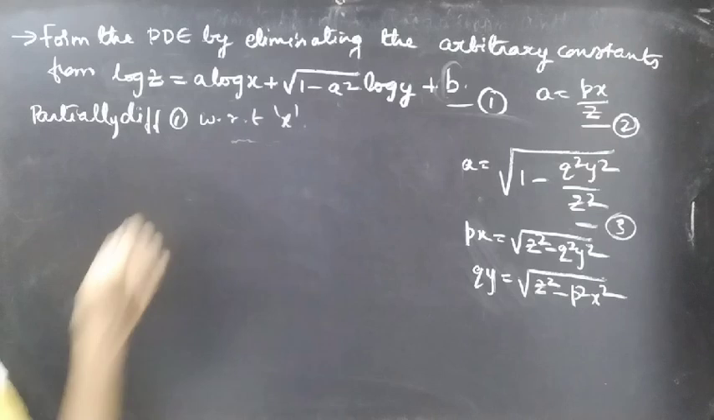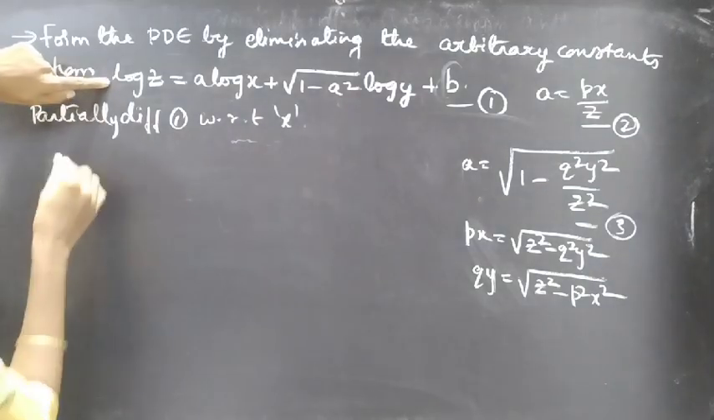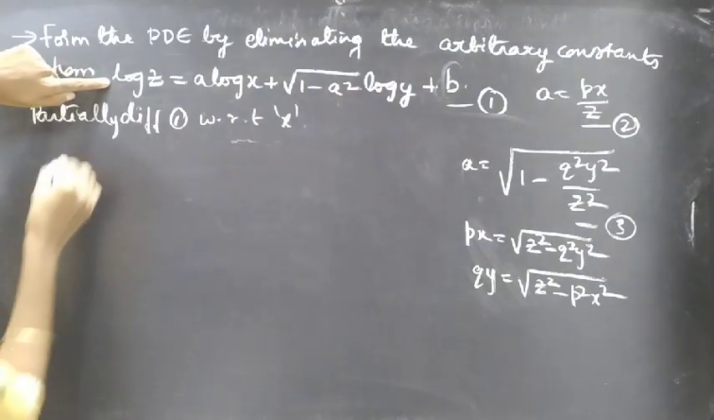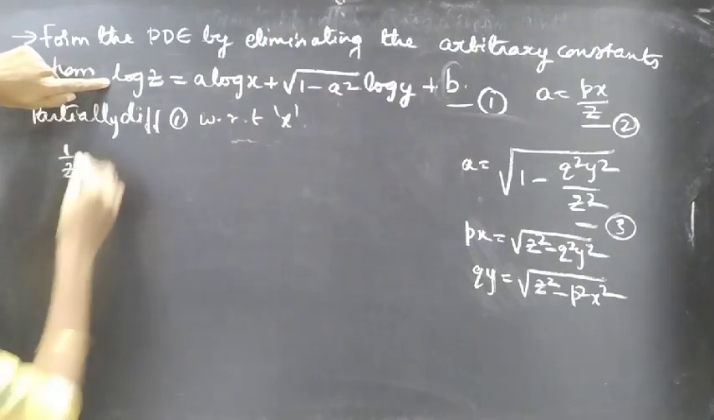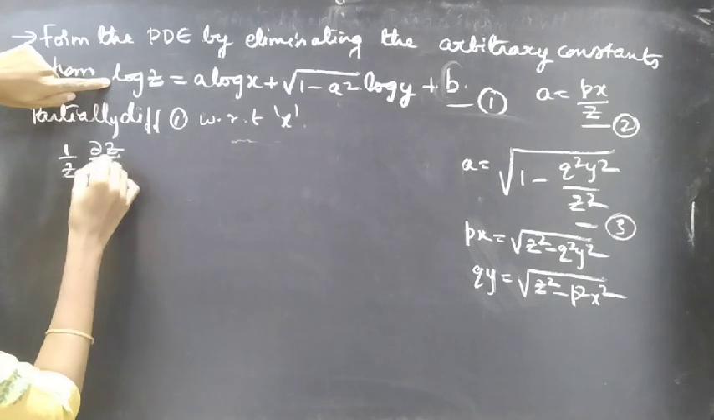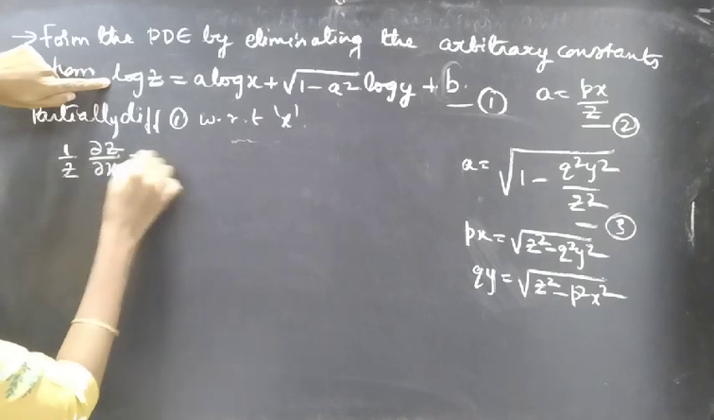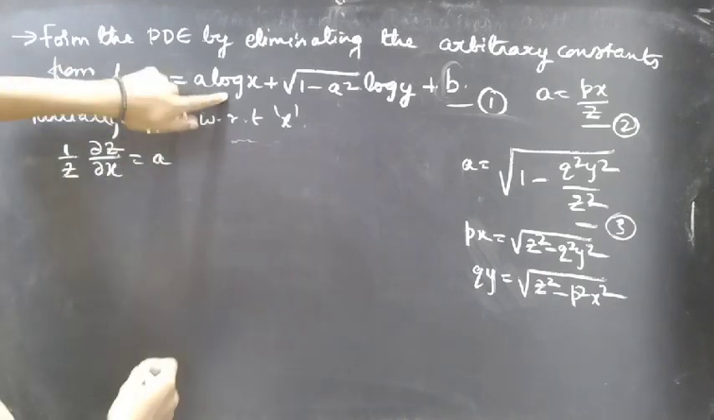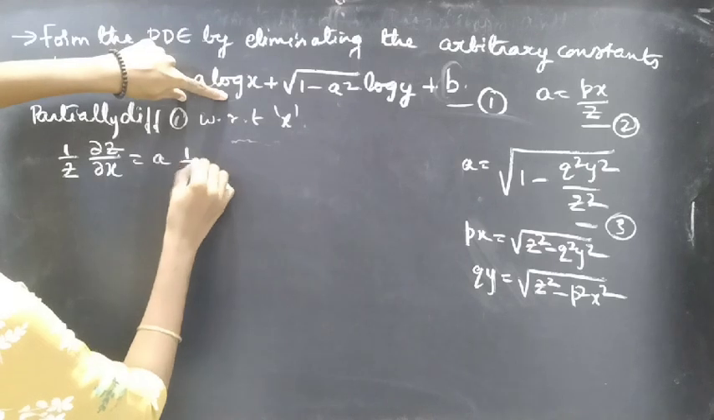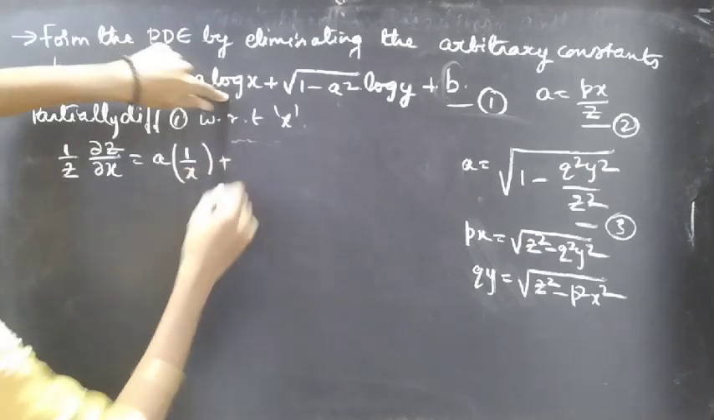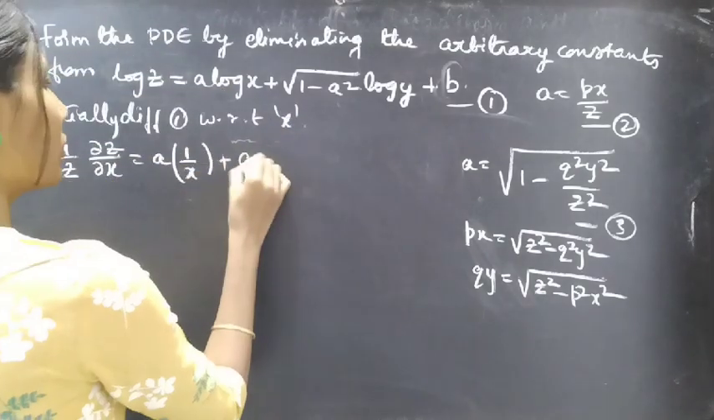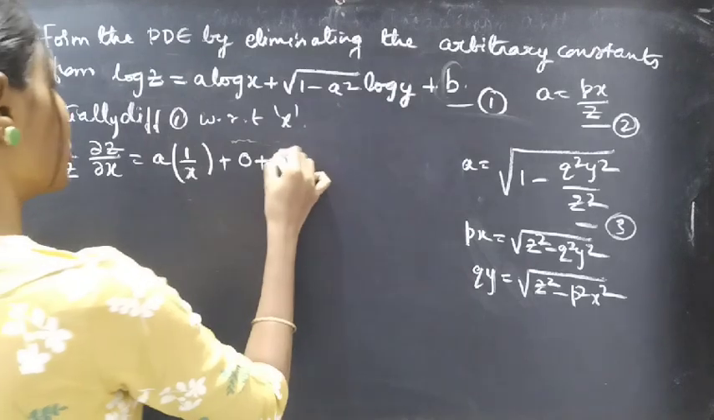With respect to x, right? So the partial derivative of log z with respect to x is 1 by z into dou z by dou x, equal to a into the partial derivative of log x with respect to x, which is 1 by x, plus the partial derivative of a constant with respect to x, which is 0.